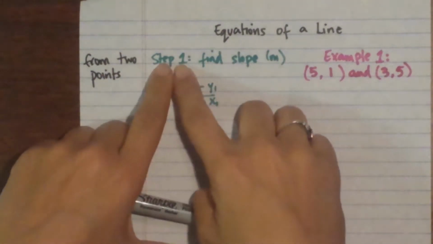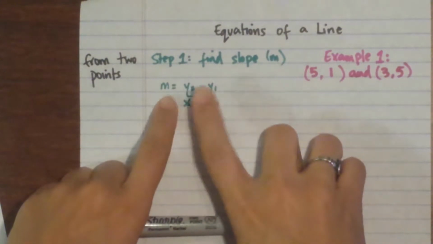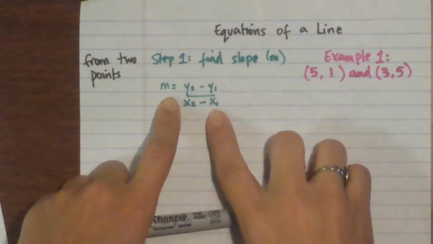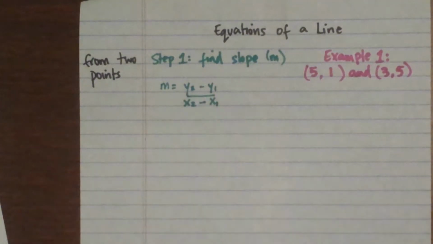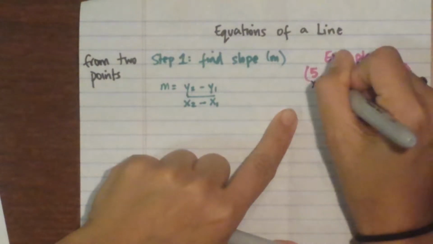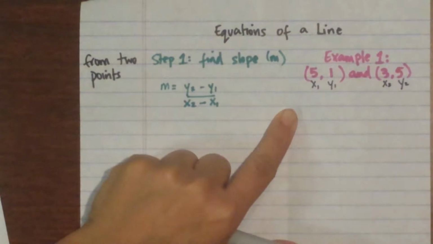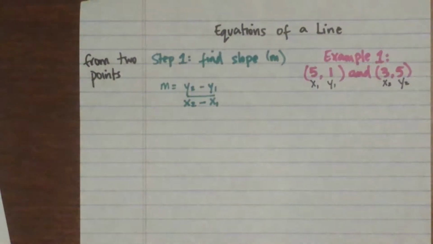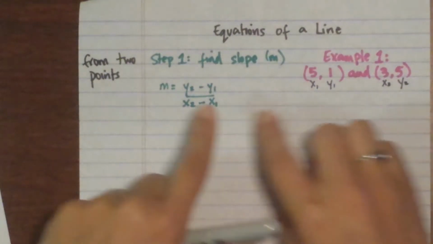So according to my notes, it says step 1, find the slope, m. The way I find slope is y2 minus y1 over x2 minus x1. So obviously the first thing that I need to do is label my points: x1, y1, x2, y2. Always label it because I'm telling you, it's going to be so simple if you just label it. Alright, so I've labeled it. All I'm going to do is now plug in the numbers.